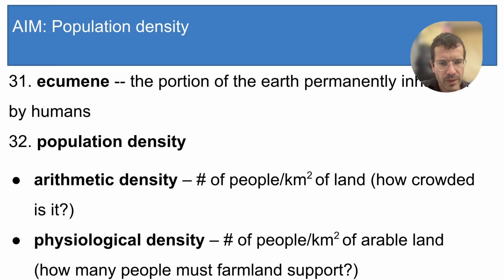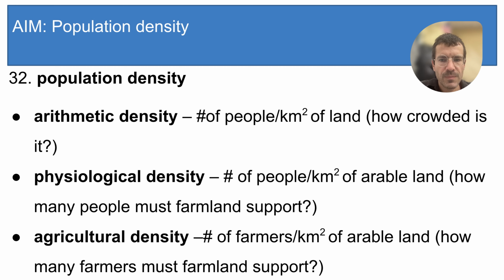innovative agricultural methods. And today, in addition to Egypt, Egypt is mostly desert, but has a large population. In addition to Egypt, Taiwan and Singapore are some countries with very high physiological densities. And Russia, Canada, and Australia have some of the lowest physiological densities.